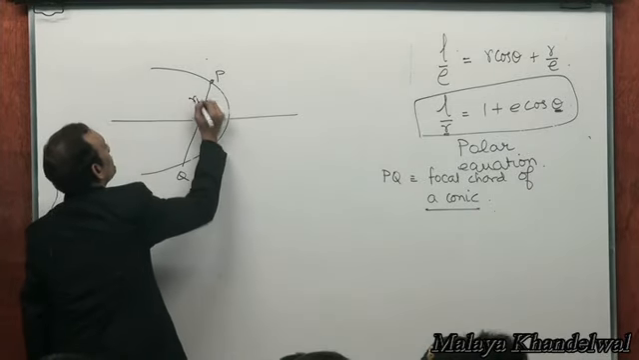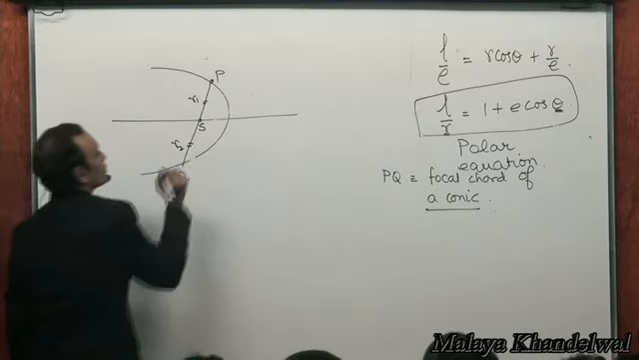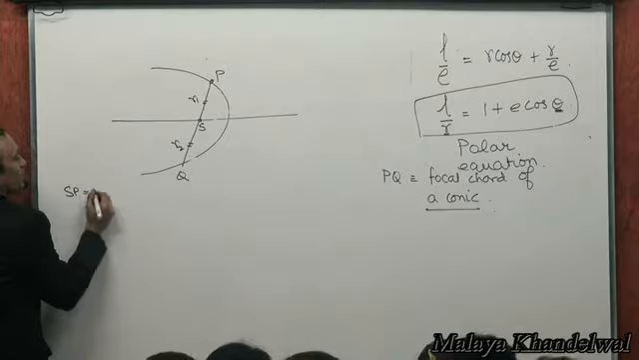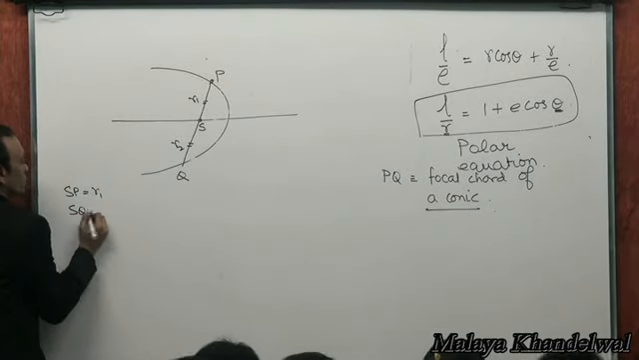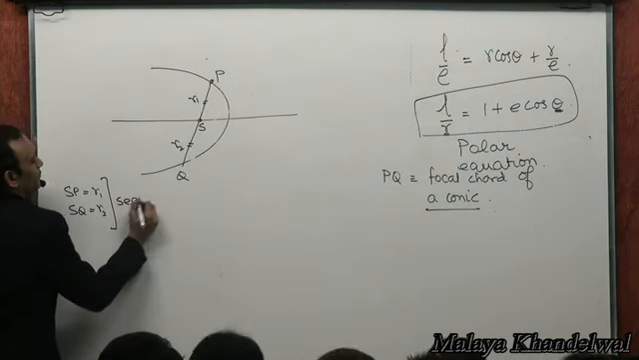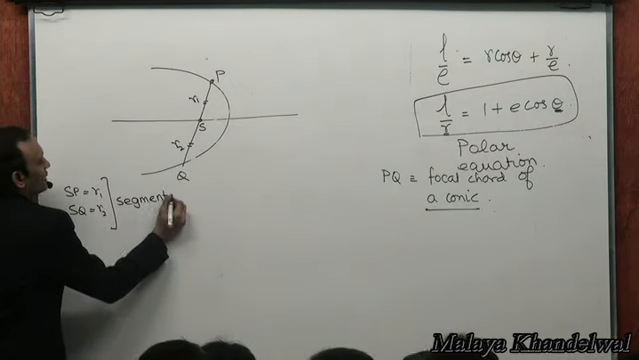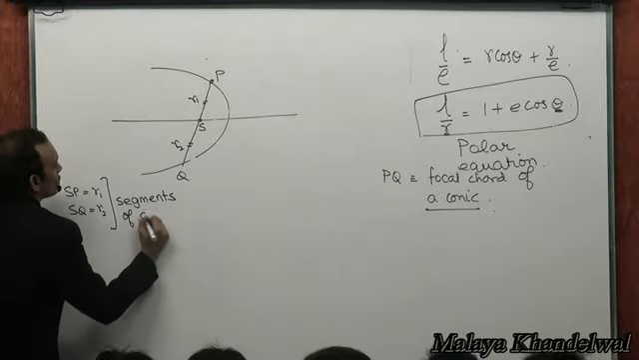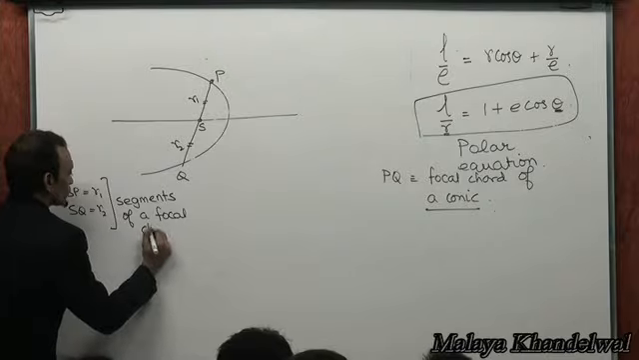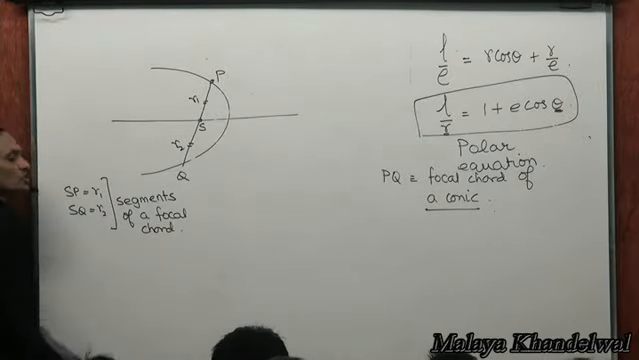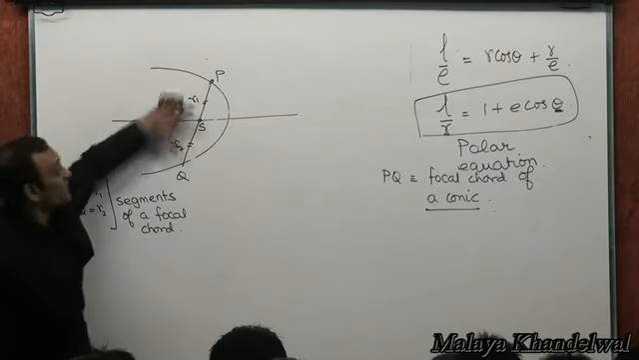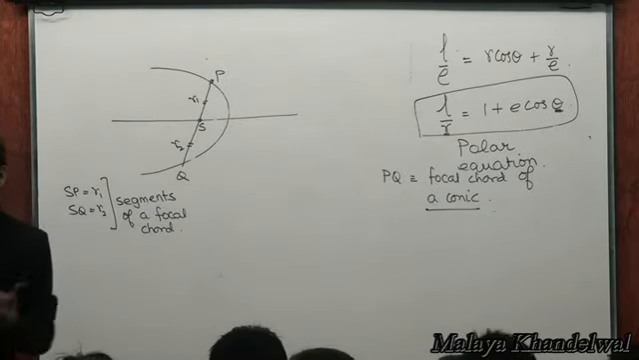PS is R1, SQ is R2. SP equal to R1 and SQ equal to R2. These are called segments of the focal chord. R1 and R2 are segments of any focal chord, different for different focal chords in general. SP and SQ are segments of a focal chord. Clear?